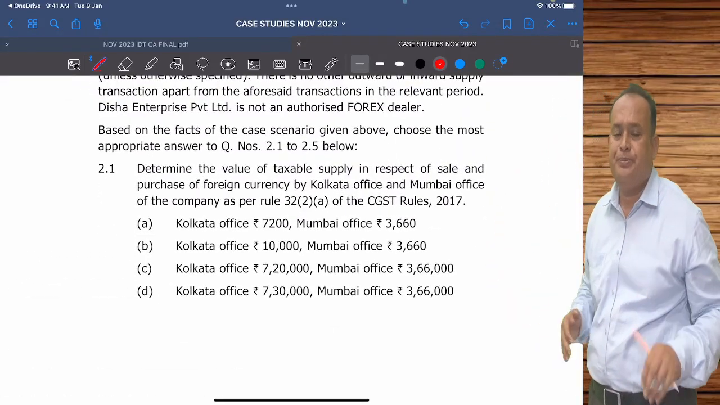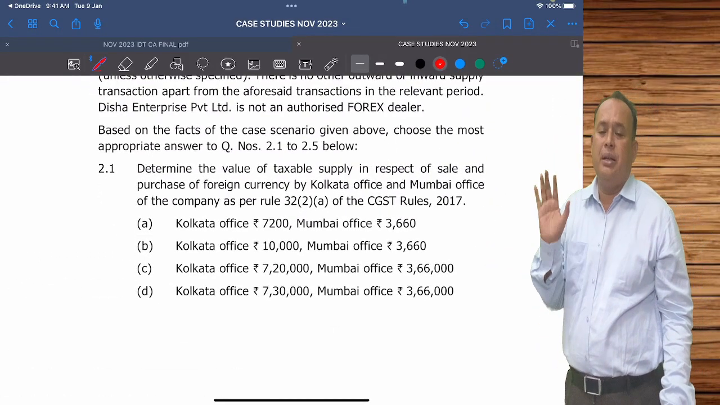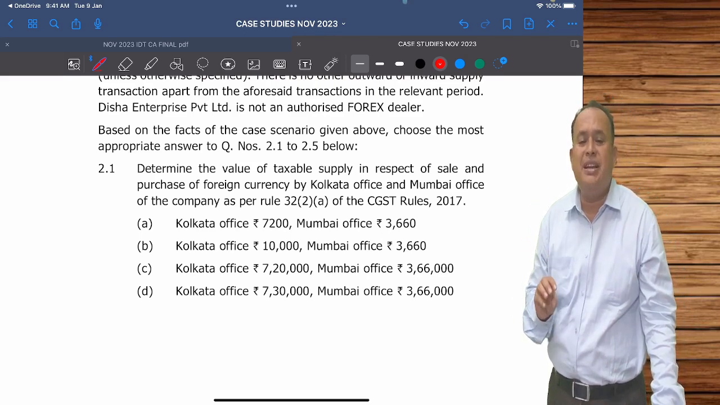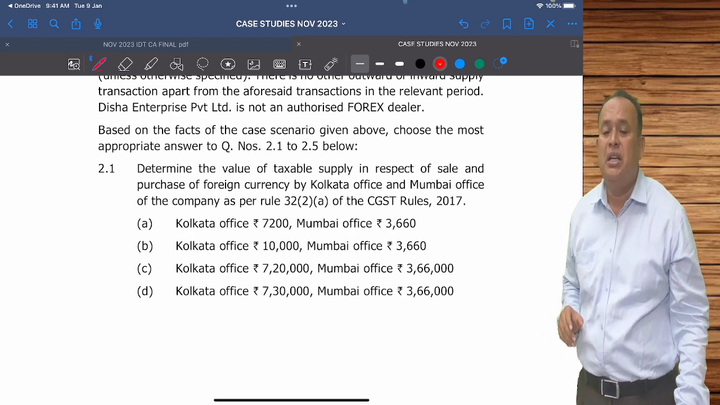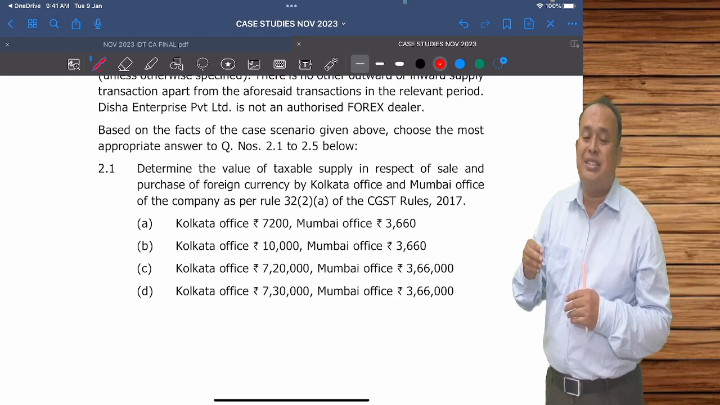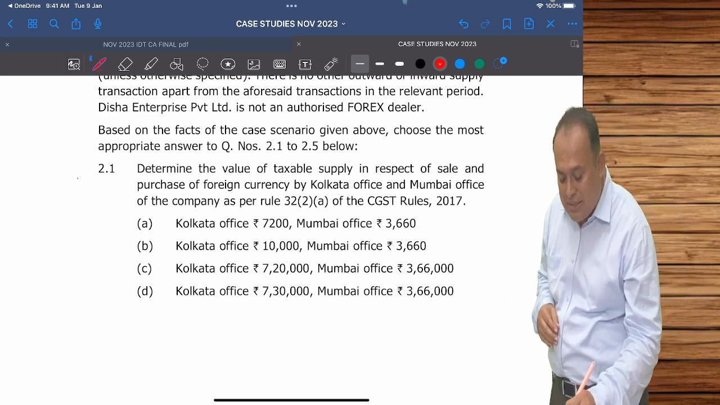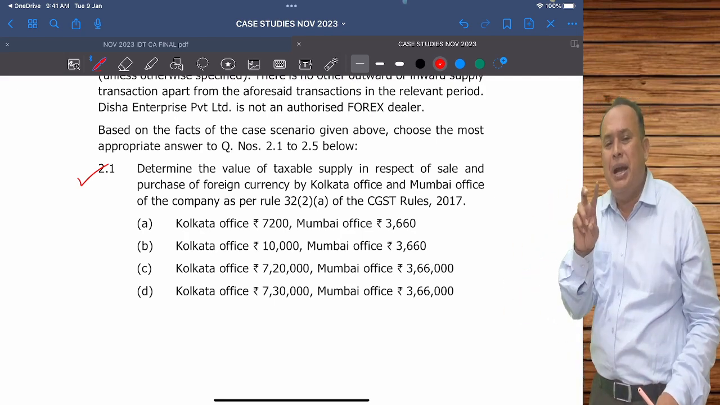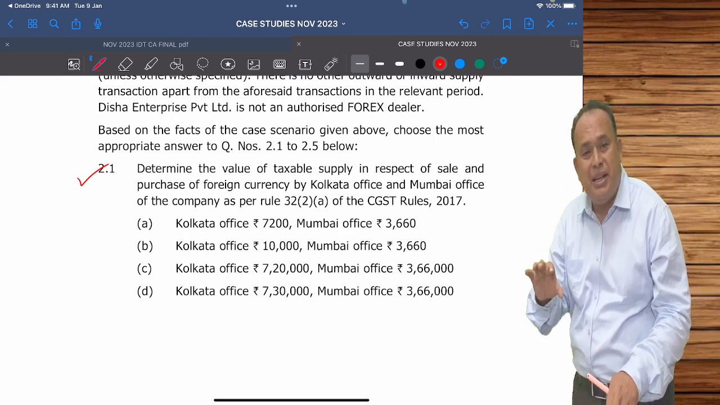First and foremost, they're simply asking: determine the value of taxable supply in respect of the sale and purchase of foreign currency by Kolkata office and Mumbai office of the company as per rule number 32 sub-rule 2 clause A of the CGST rules. So very simple, very easy. How to answer this? Only that forex point they're asking.